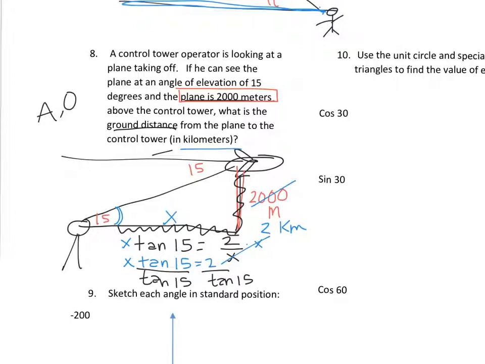I don't have my calculator, but x equals 2 divided by the tangent of 15. You're going to want to answer in kilometers because the directions say answer in kilometers. My key will be online too with all of the answers, but this is just the explanation.